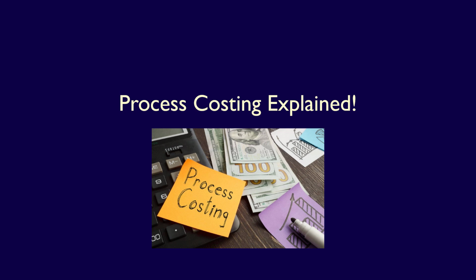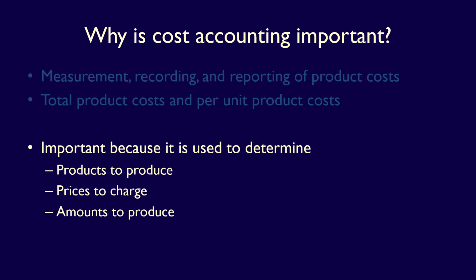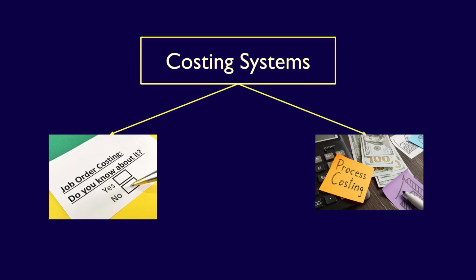In this video, we're going to explore process costing systems. Remember that cost accounting is the measurement, recording, and reporting of product costs, both in total and per unit. It's important to an organization because it's used to determine which products to produce, how much to charge for products, and the number of units to produce. Accuracy of cost information is therefore critical for decision-making and future success of the organization.